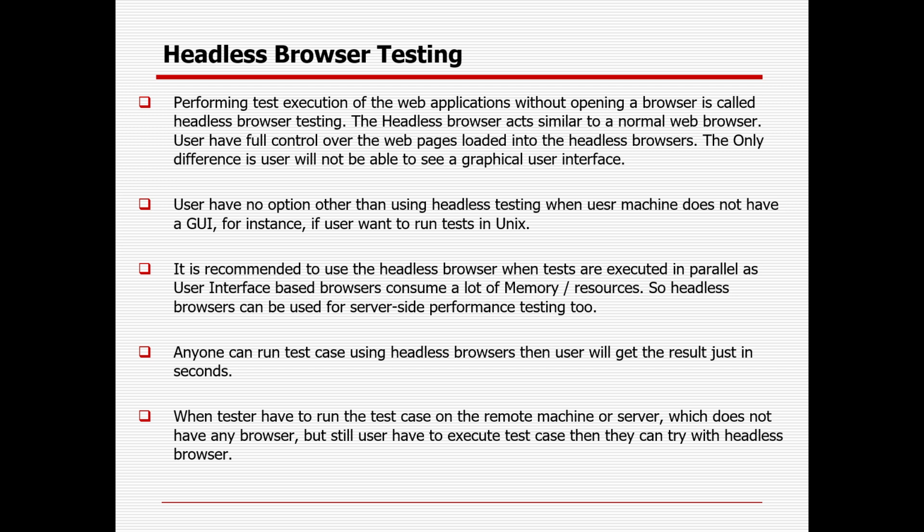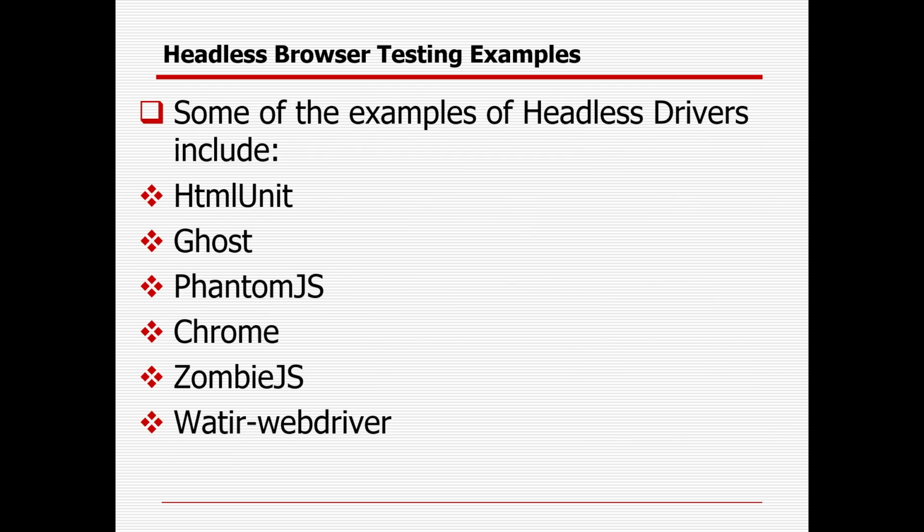When a tester has to run the test case on a remote machine or server which does not have any browser installed at all, but still has to execute the test cases, they can try headless browser testing. Some examples of headless browsers are HTMLUnit, Ghost, Phantom, Chrome, Zombie.js, Watir WebDriver. Primarily I have worked with HTMLUnit, which is the most lightweight headless browser. Apart from that, you can also make Chrome run as a headless browser.